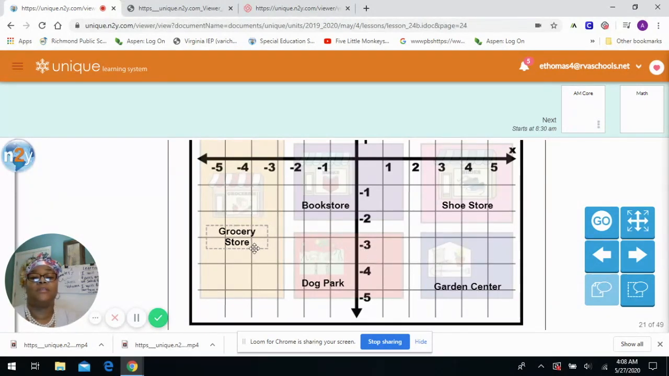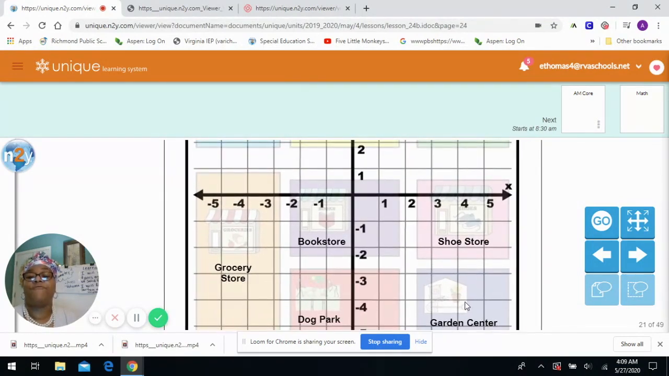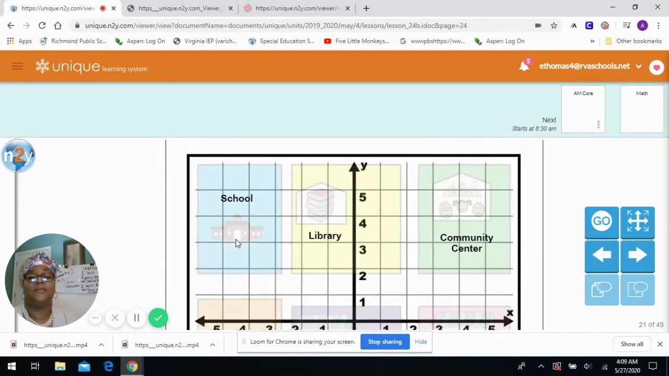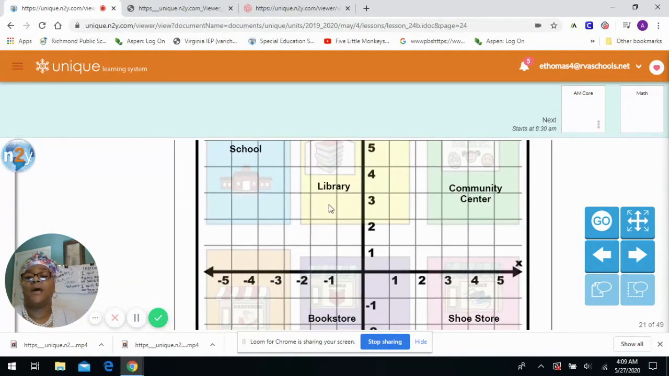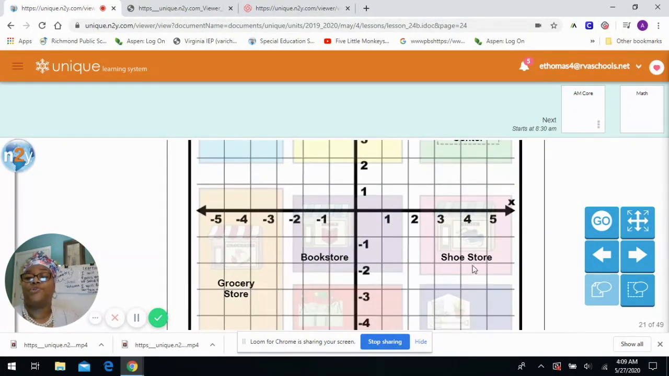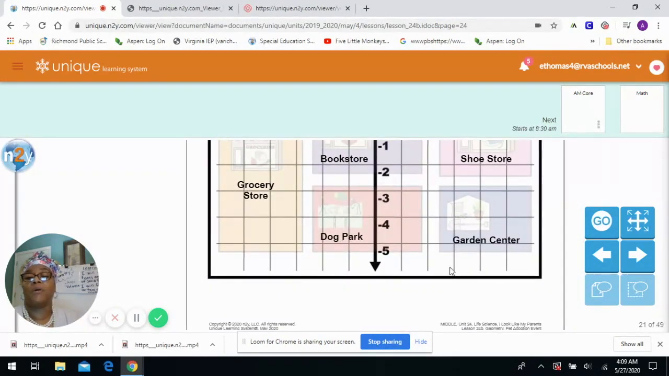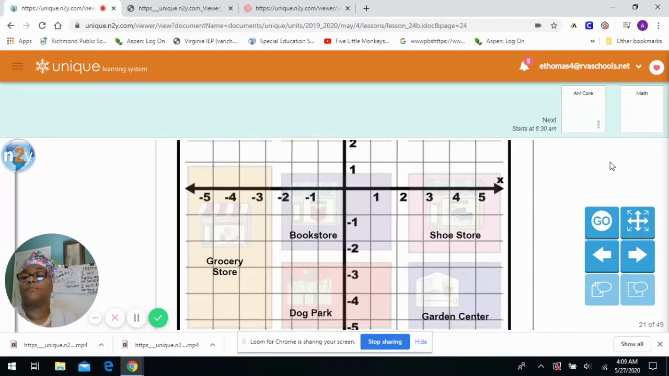That means it'll be on this side of the quadrant. They say quadrant because you have 4, 1, 2, 3, and 4. And that's how that is done. Okay, so you have the school, the library, the community center, shoe store, bookstore, and the grocery store, dog park, and the garden center. Now this is what they're going to be working from here. Okay, so let's do some plotting.